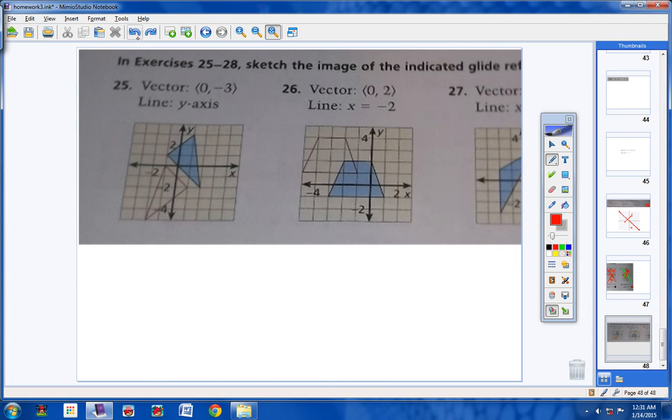okay? They want us to sketch the image of the indicated glide reflection. So here we go. First of all, we're going to take this triangle and move it 0, -3. So this point goes down 1, 2, 3. This point here goes down 1, 2, 3. And this point here goes down 1, 2, 3. So there.